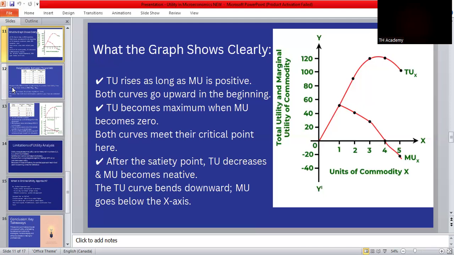After this point, TU starts to decrease and MU becomes negative. On the graph, you can see TU bending downward and MU falling below the x-axis. In short, the graph clearly shows how total satisfaction increases with consumption initially, the point where satisfaction is maximized, and what happens if you consume too much, leading to disutility.